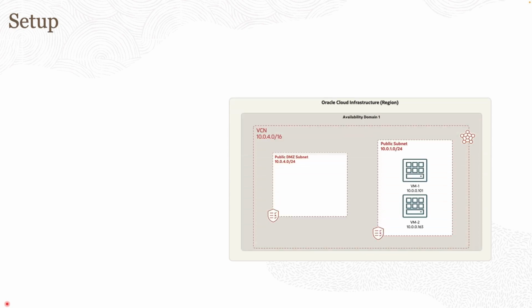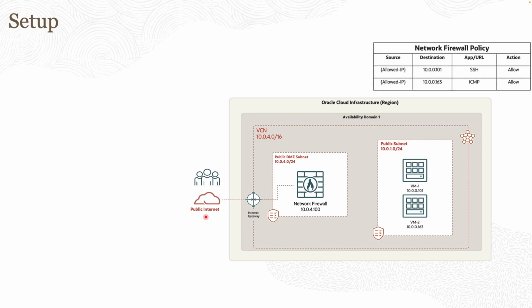For this demo, we will look at the simple use case that will be deployed using the OCI network firewall. Consider we have 2 compute instances in a public subnet and a network firewall in a DMZ subnet that acts like a barrier between our cloud resources and the internet. It will filter the incoming and outgoing traffic based on the security rules you have configured in your network firewall policy to protect our resources from unauthorized access and various attacks.